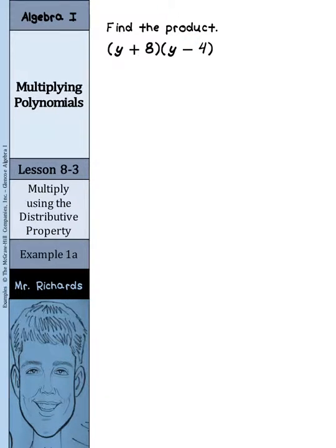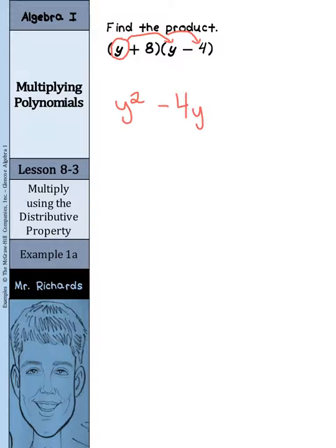So our first step is going to be to take this y and distribute it to the y here and the negative 4 here. Now, y times y is y squared. Y times negative 4 is going to be written as a minus or negative 4y.